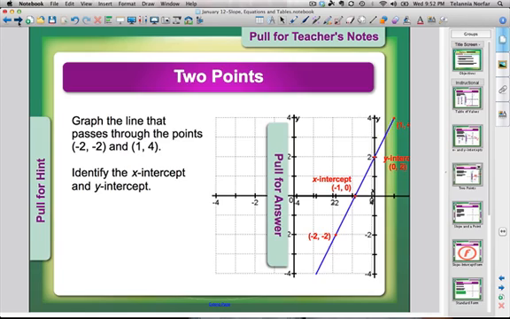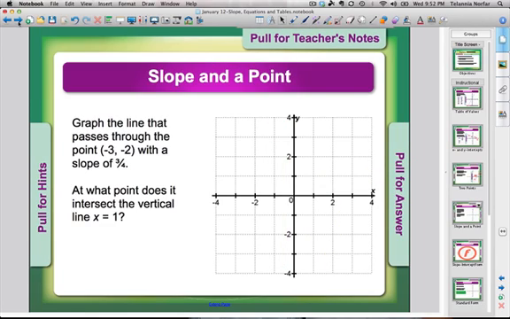Let's keep going. Okay, we got slope and a point. Graph the line that passes through the point -3, -2 with a slope of 3/4. At what point does it intersect the vertical line x equals 1? Well, we get a hint.